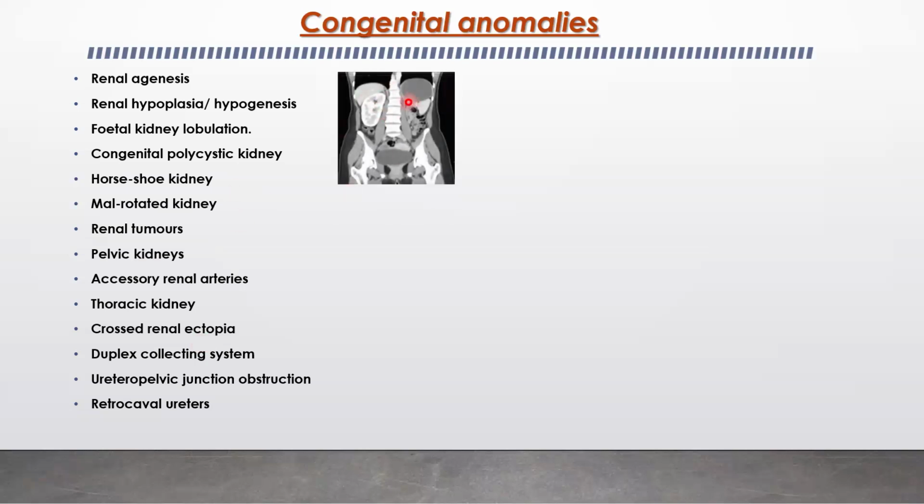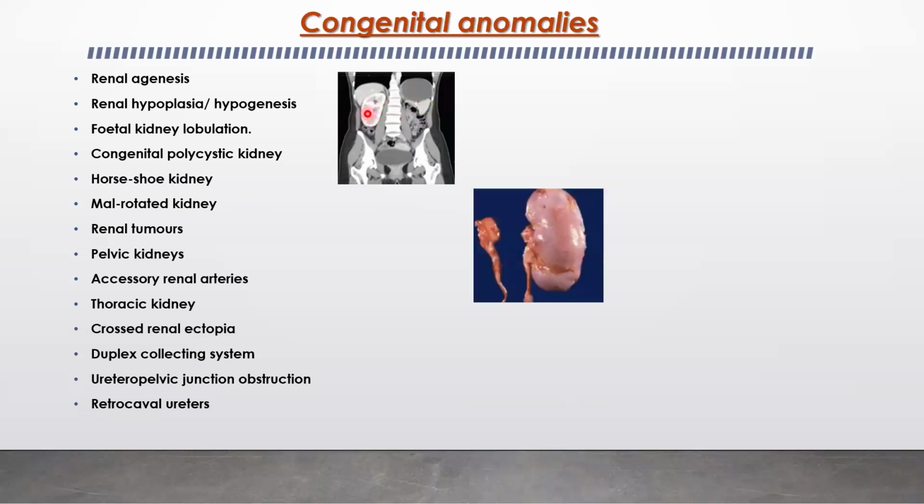And now here we start with the anomalies. The first anomaly that you can look at here: this is a kidney, and on this other side you don't have a kidney. So this one is renal agenesis, because you're just seeing one kidney.